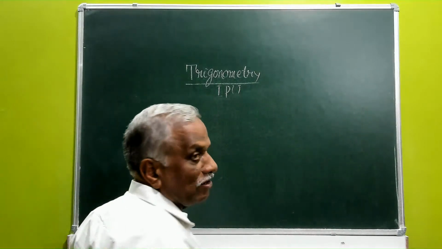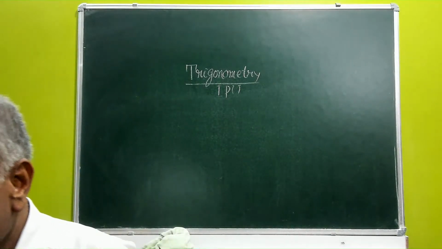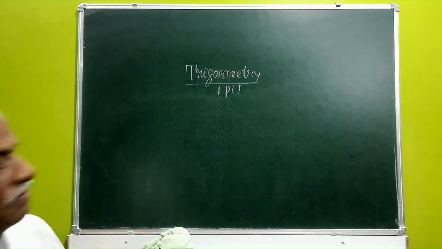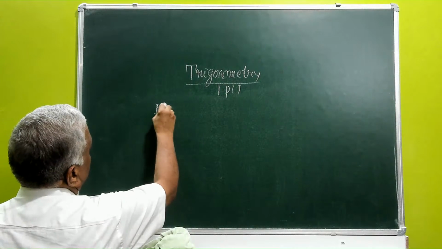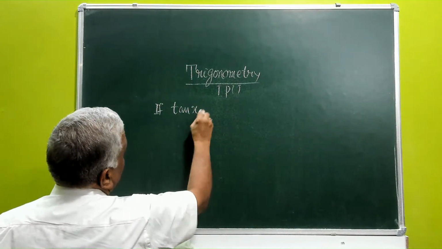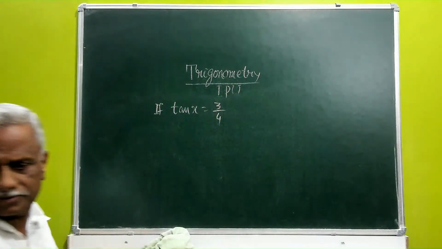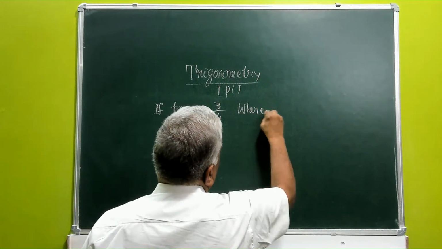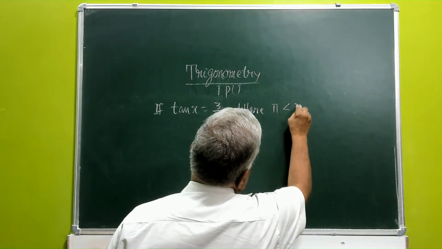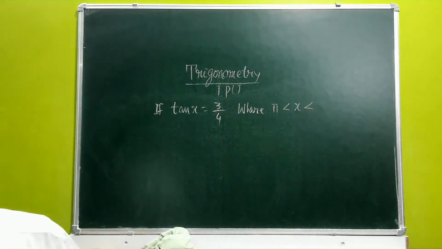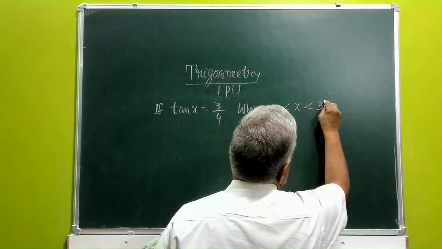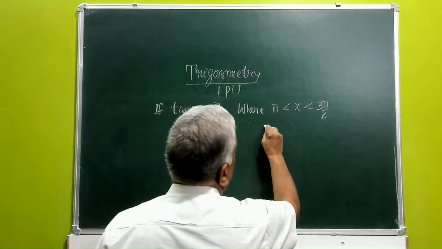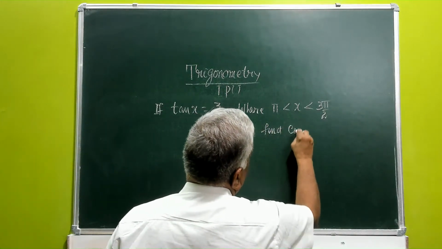So with this briefing of trigonometric concepts, let me take up some problems given in CET. One of the problems given: if tan x is equal to 3 by 4, where pi is less than x less than 3 pi by 2, find cos x by 2.